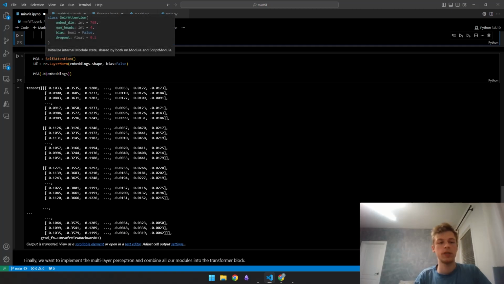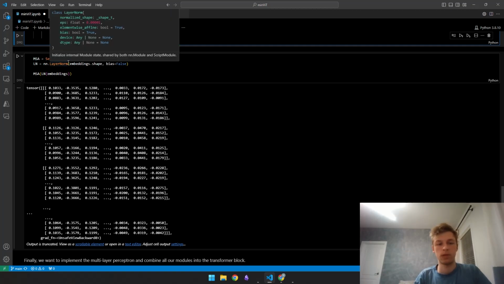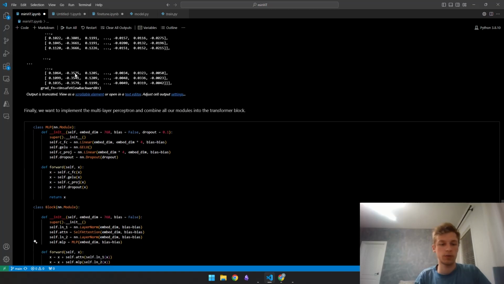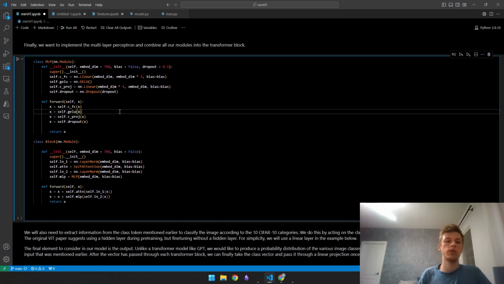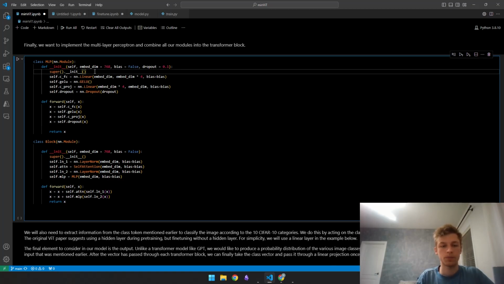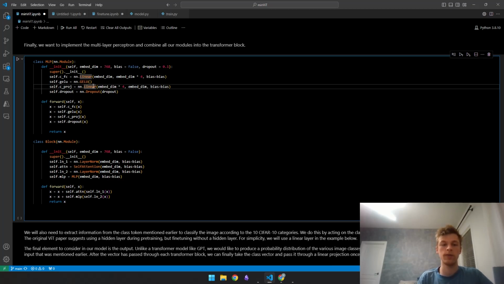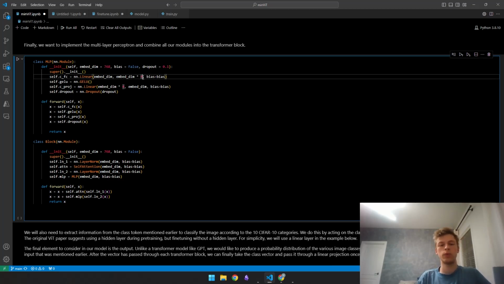Here we can see how the self-attention would work. And finally, we want to look at the multi-layer perceptron. This will be implemented according to the paper, which suggests a linear layer followed by, in this case, a Gaussian linear unit, followed by another linear layer. And here we have hard-coded in ×4.